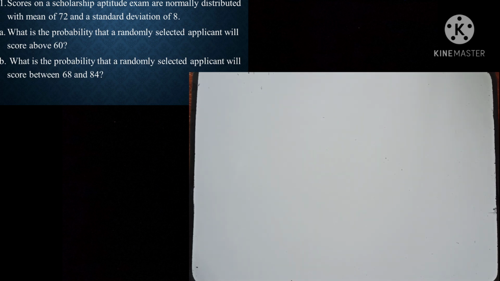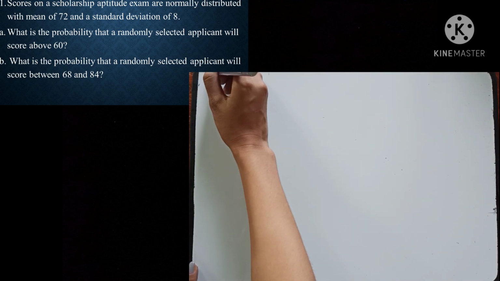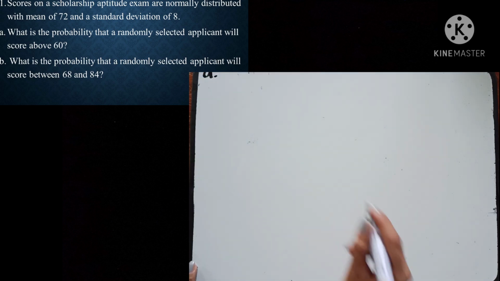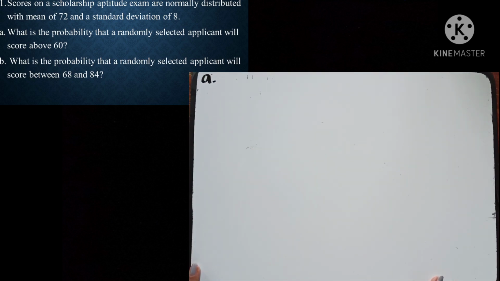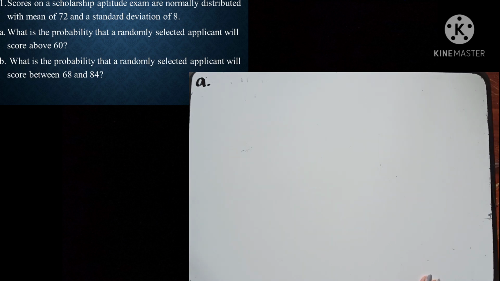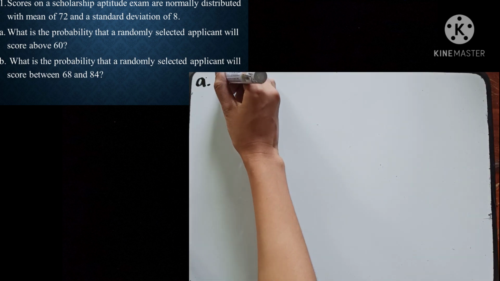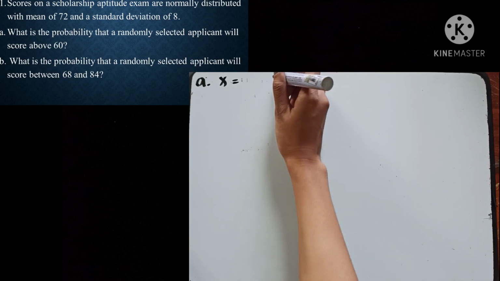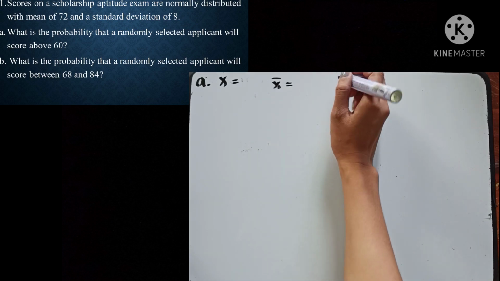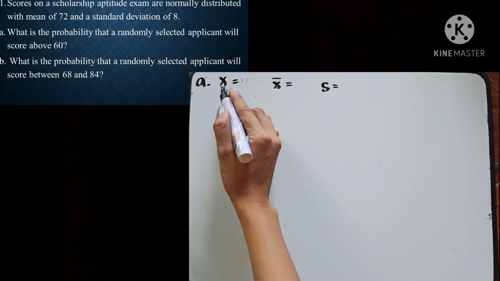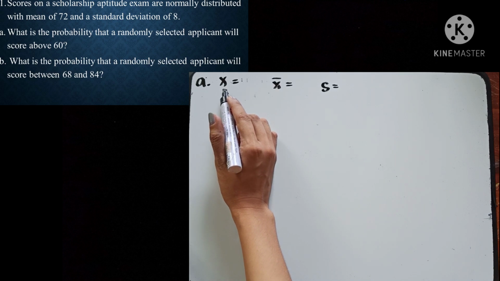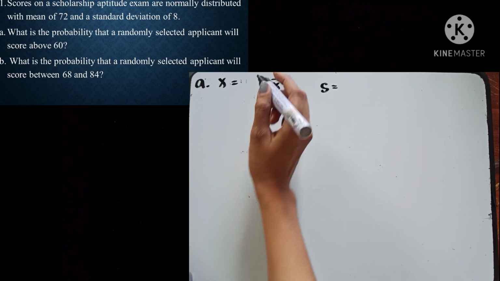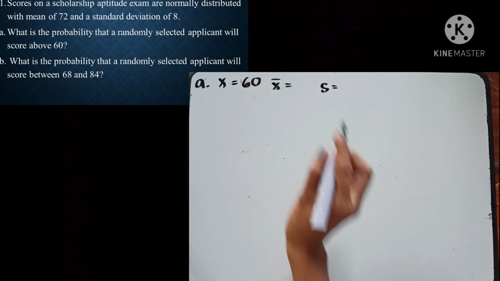Okay, so letter A muna tayo. Sa letter A, hanapin muna or ibigay muna lahat ng given. Ano ba yung mga given natin dyan? What is the value of our x? Ano yung value ng x bar or sample mean? And value of our s. So for letter A, ano yung raw score natin or ano yung observed value natin? Observed value natin is 60.